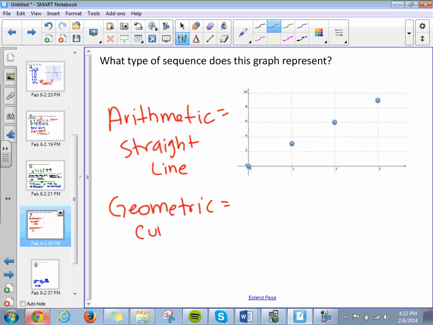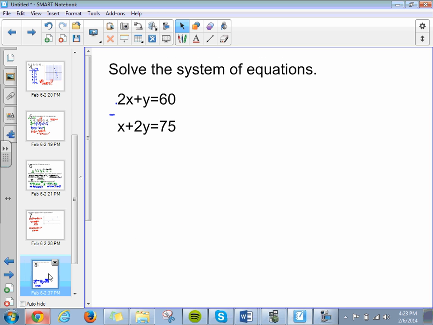Anything geometric will be curved. And that's what you can look for on those graphs when you're trying to determine which one should be which.